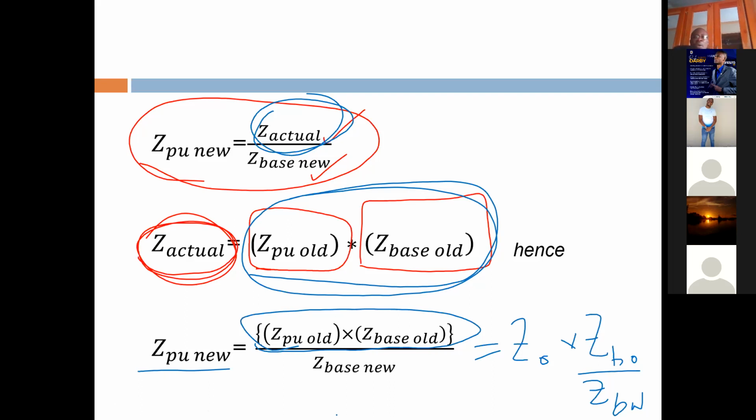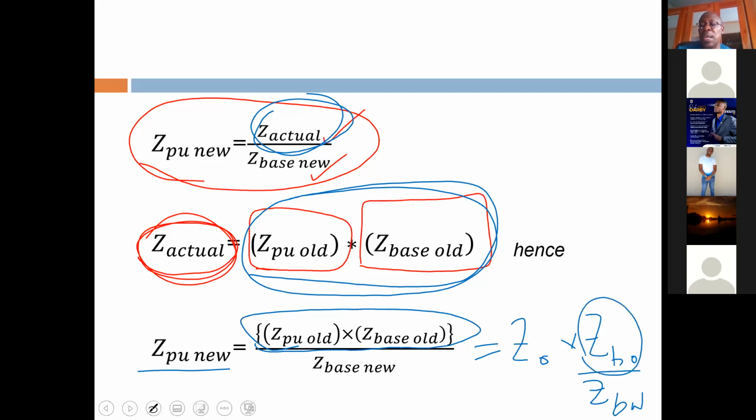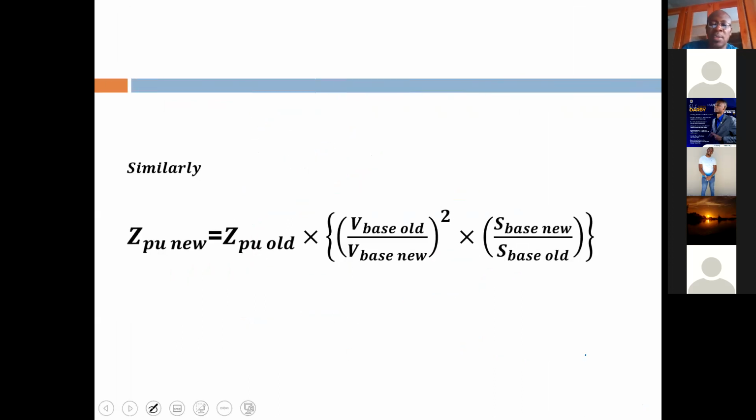So Wilson, how do we find Z base? Is Z base a derived quantity? Yes, sir. So how do we find it? It depends what is given, sir. What is given? V base squared over S base, sir. Go again, Mr. Forrester. V base squared over S base. Thank you very much. V base over R base. All right, that's a given, Mr. Wilson. So it means that we can substitute for Z base old in terms of the voltage and S. And that's a substitution.